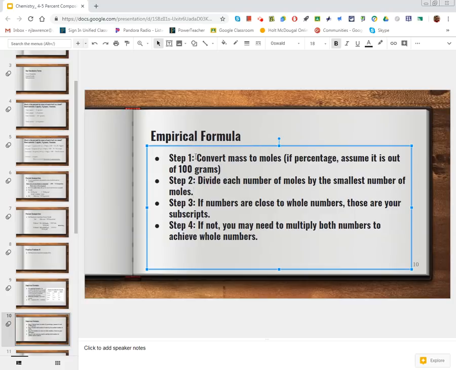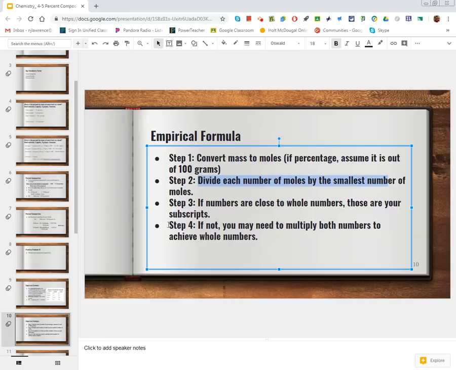So again, step 1 on how to go from percent to the empirical formula. First, you're going to convert the percent to mass, which I'll show you. If I give you a percent, assume it's out of 100. You're going to convert that from percent to mass, and then from mass to moles. Again, you'll see me work this out here in a second, and it'll all make a lot of sense. The second step is you're going to normalize the number to 1. You're going to divide each number of moles by the smallest number available. And then step 3, we're going to round those numbers to a whole number, and those will be our subscripts when we go to write our empirical formula.